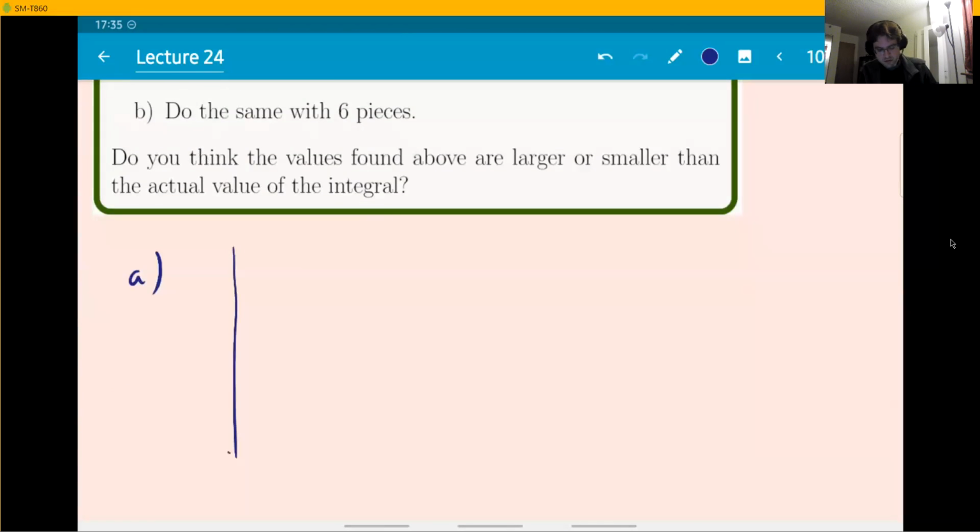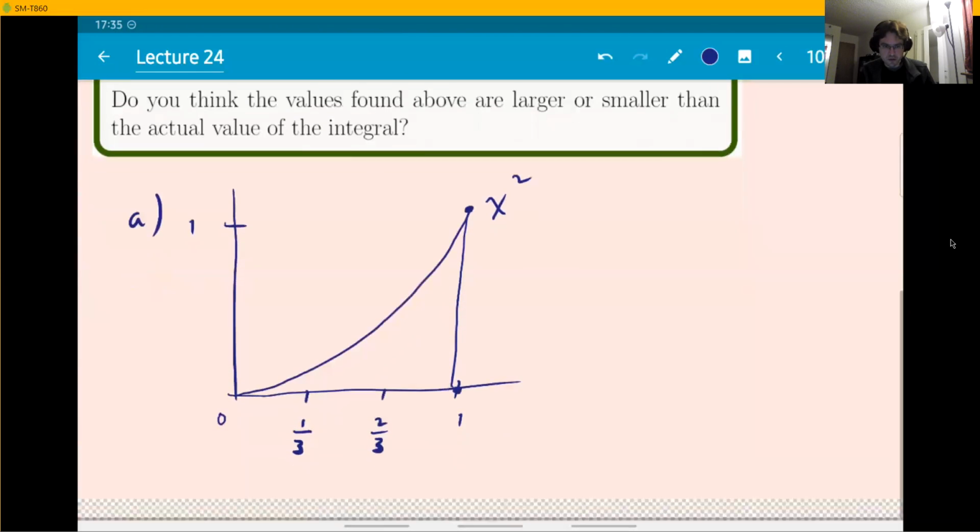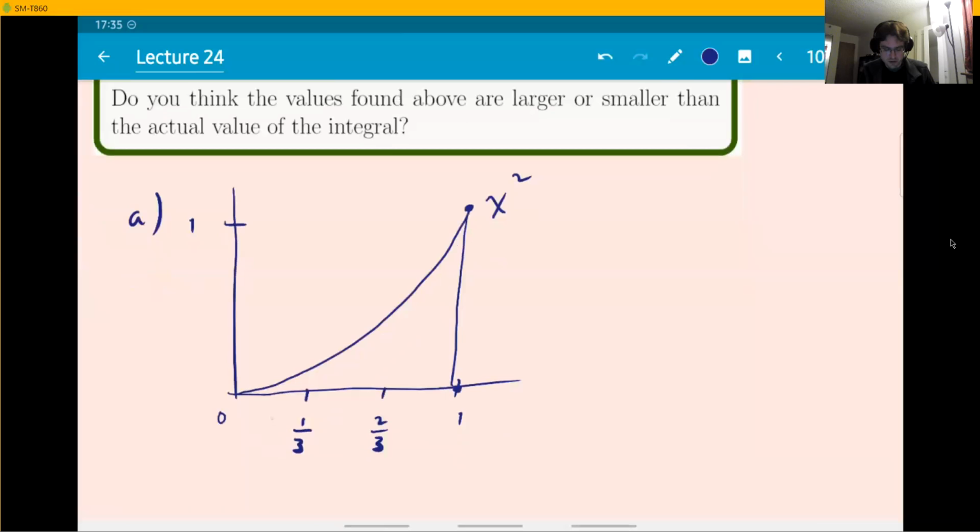First of all, draw a little picture. The function x squared looks like this between 0 and 1. They told you divide the interval 0, 1 into 3 pieces. So the endpoints will involve 1/3 and 2/3. These are 3 pieces, right?